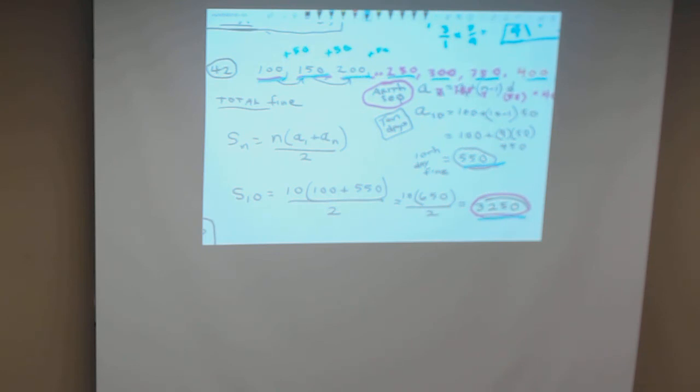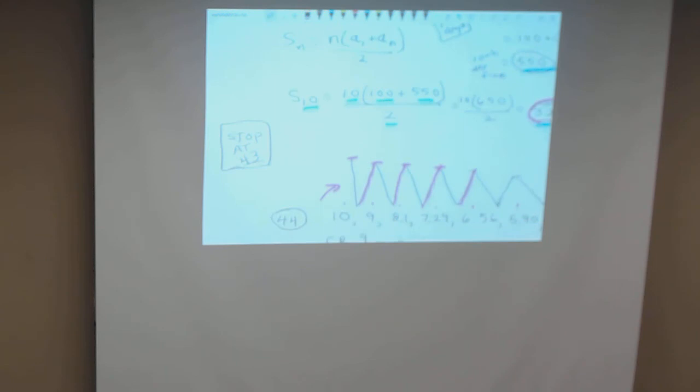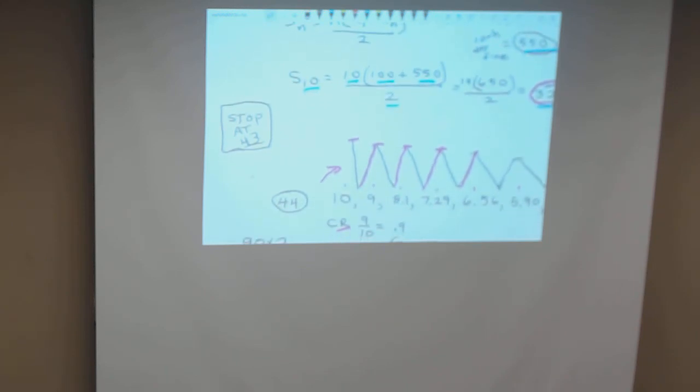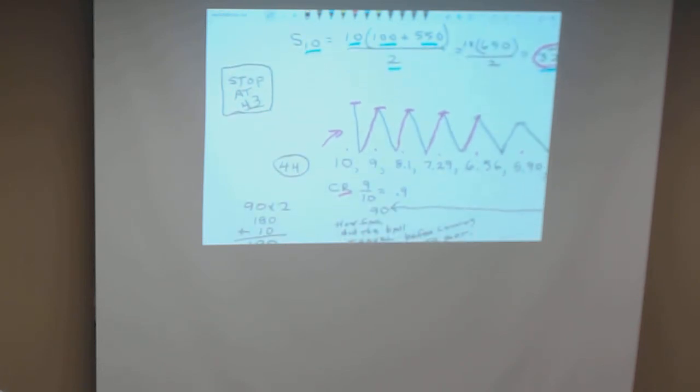Same if I would have used the sum of the first 10 is 10 times the first one, 100, plus the 10th one, 550, divided by 2. $3,250. Time to go back to work. Stop at number 43. But I did number 44 just for fun.